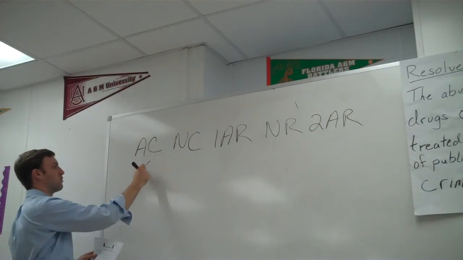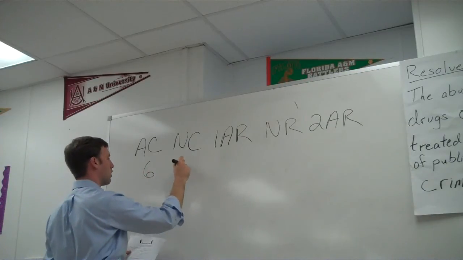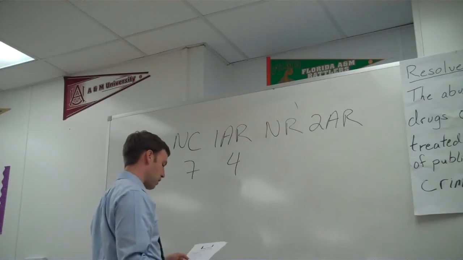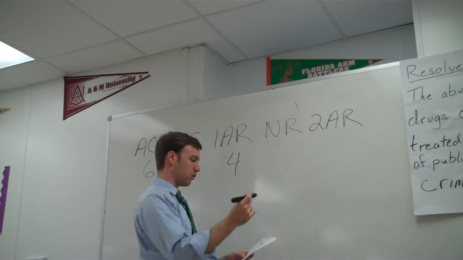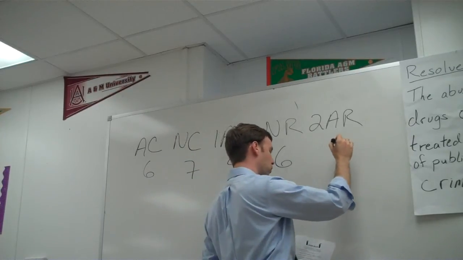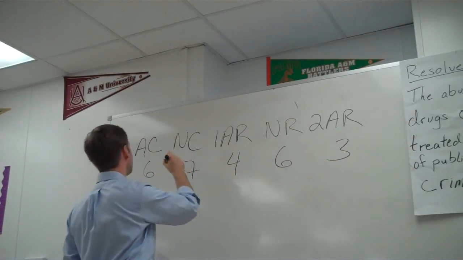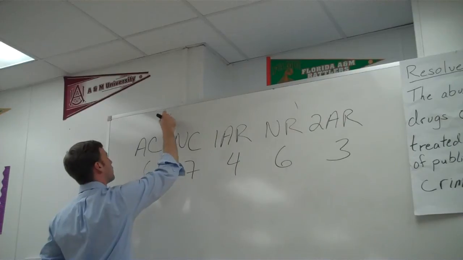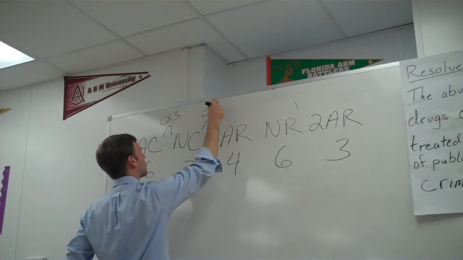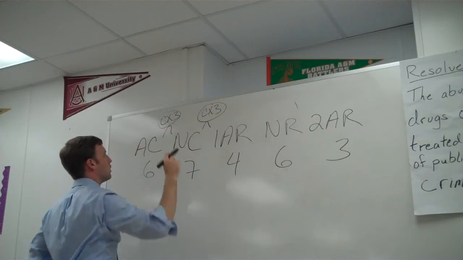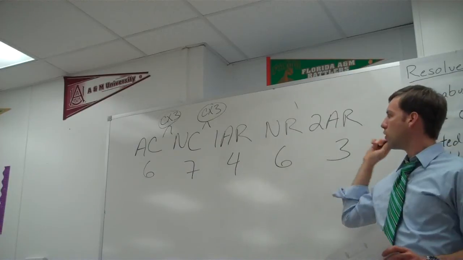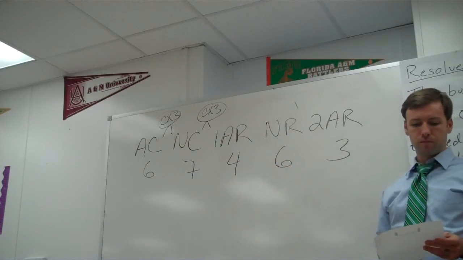So we said this speech is 6 minutes, this is 7 minutes, this is 4 minutes, then we have the negative rebuttal, which is 6 minutes, and then we have the second affirmative rebuttal, which is 3 minutes. And in between here, we have cross-examination of 3 minutes and cross-examination of 3 minutes. That's how the round looks.